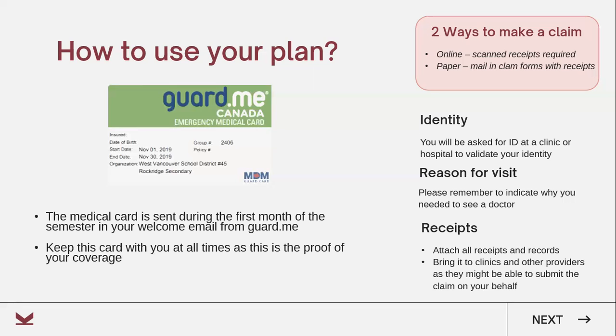The important part is that if you do need to pay upfront, make sure you keep all your receipts on record, and then you can submit your claims afterwards, either online or on paper, to get reimbursed from GuardMe. Okay.